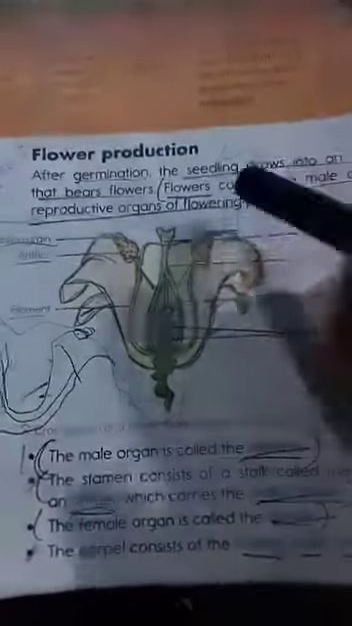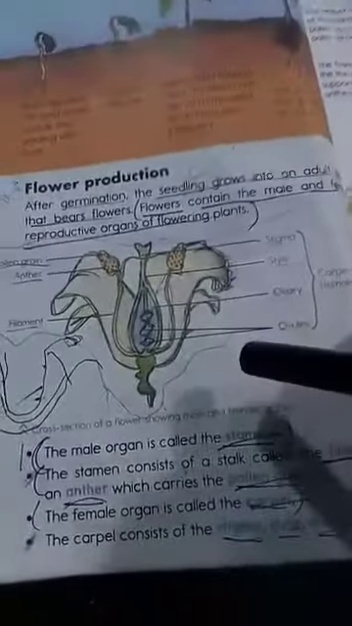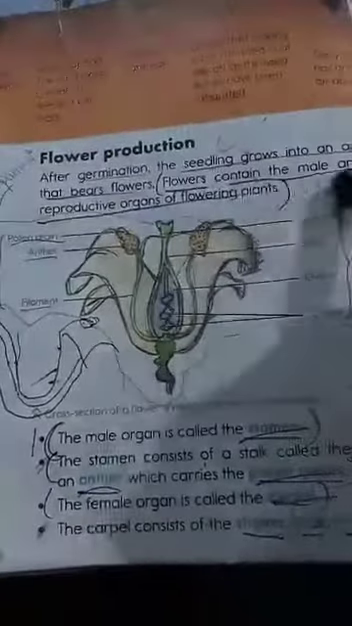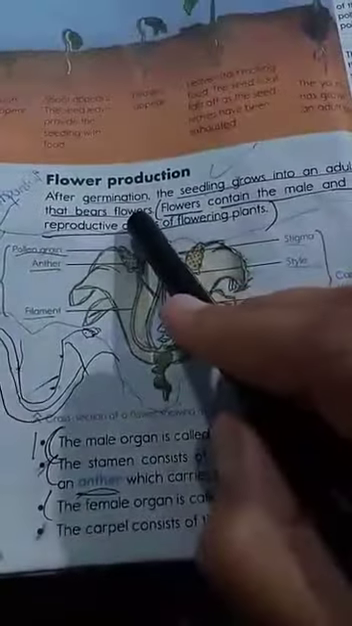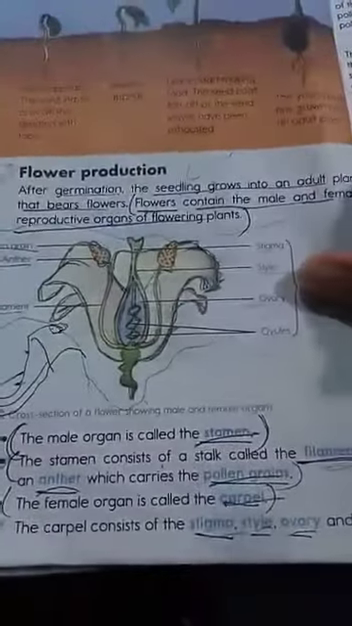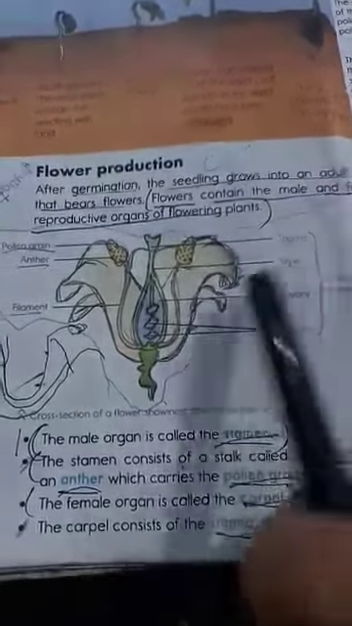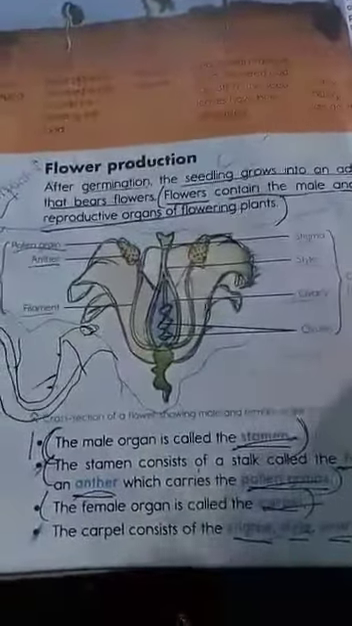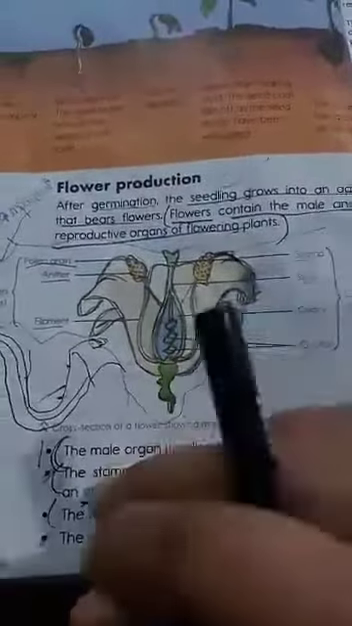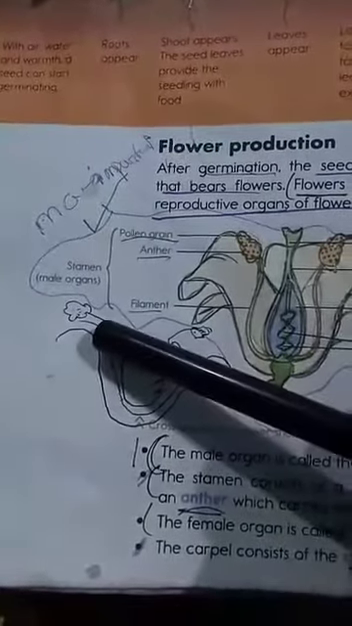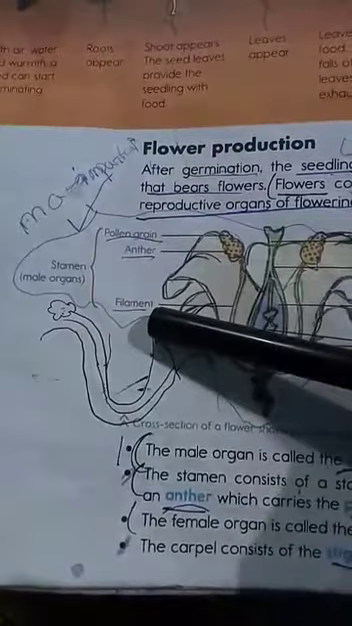Now the last topic which we have to discuss is flower production. After germination, the seedling grows into an adult plant that bears flowers. Flowers contain two reproductive organs for reproduction. The first is the male reproductive organ and the second is the female reproductive organ. These are further classified into different parts. First, let's discuss the male reproductive organs of the flower.